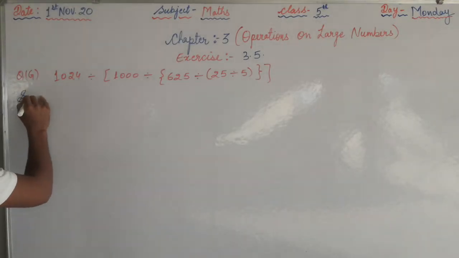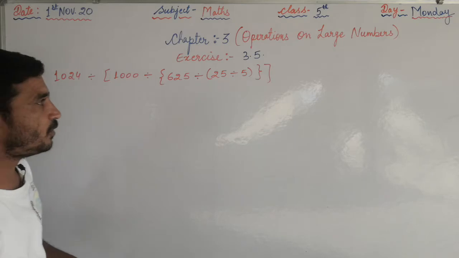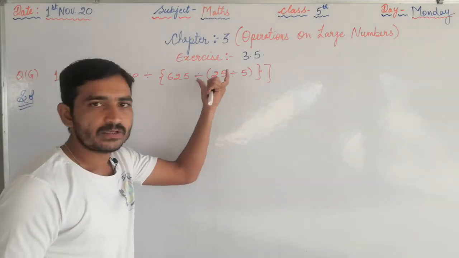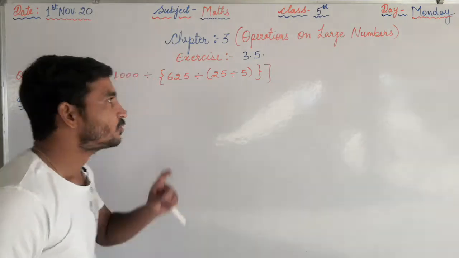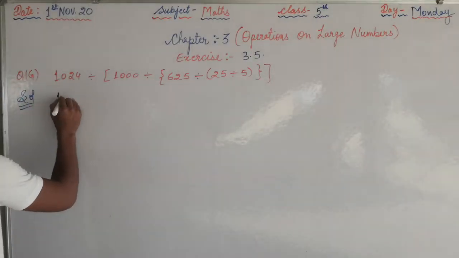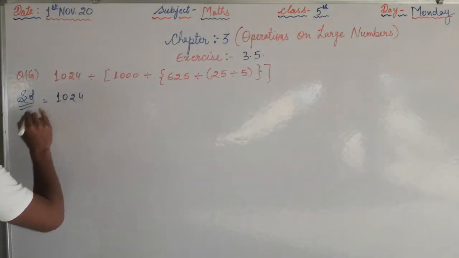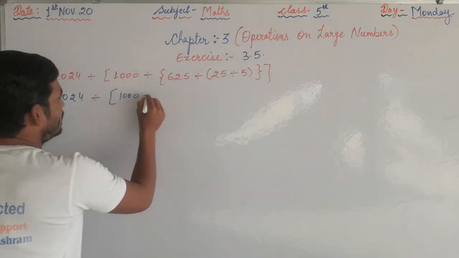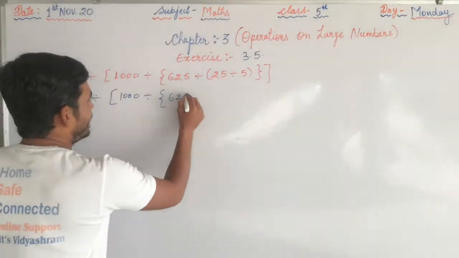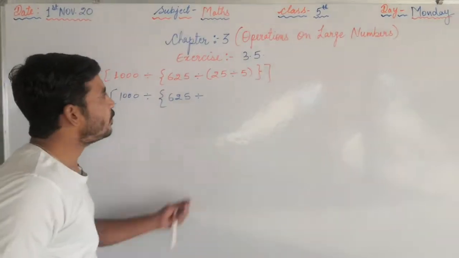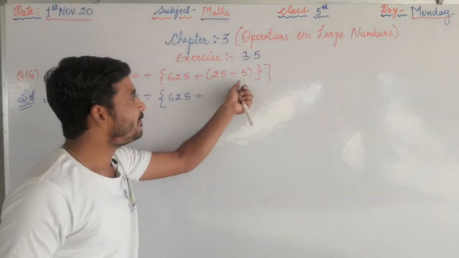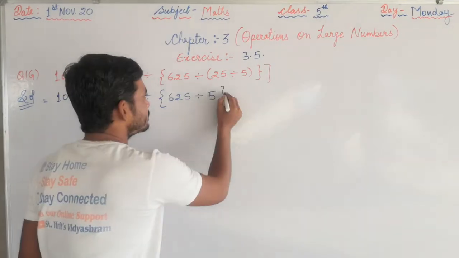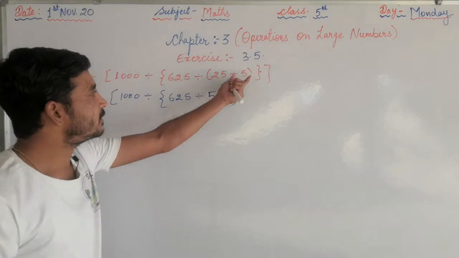Now see the question. What we have to do: first we solve the small bracket. The operation in the small bracket, we have to solve first. Now you solve this: 25 divided by 5, what you got, that is 5. Now here we have solved the small bracket.